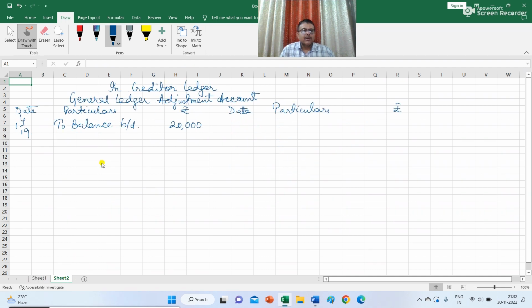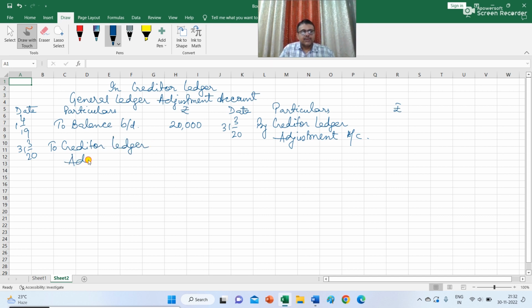Similarly, here in general ledger adjustment account as it would appear in the creditor ledger, I have to write here on 31st March 20 by creditor ledger adjustment account. And on the debit side also, I am writing on 31st March 20 to creditor ledger adjustment account.